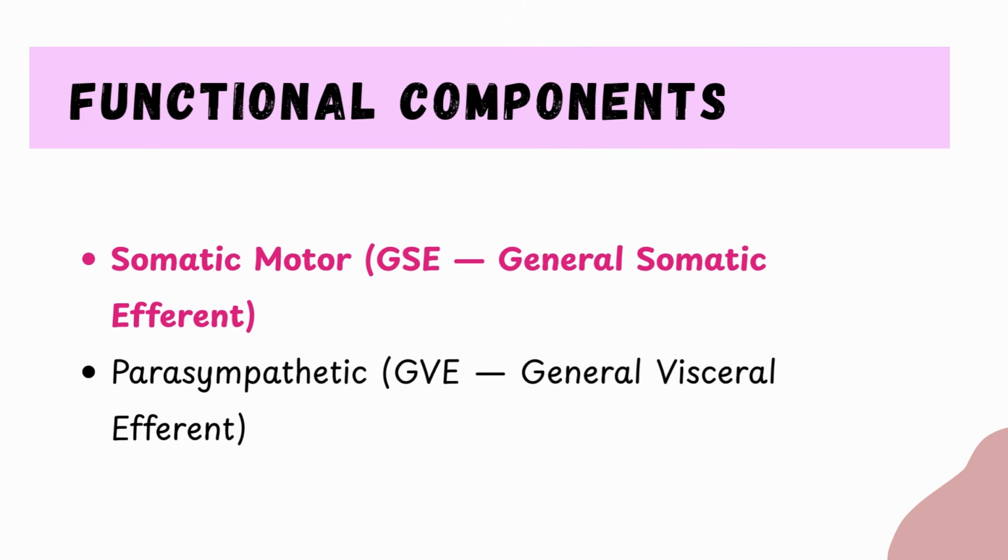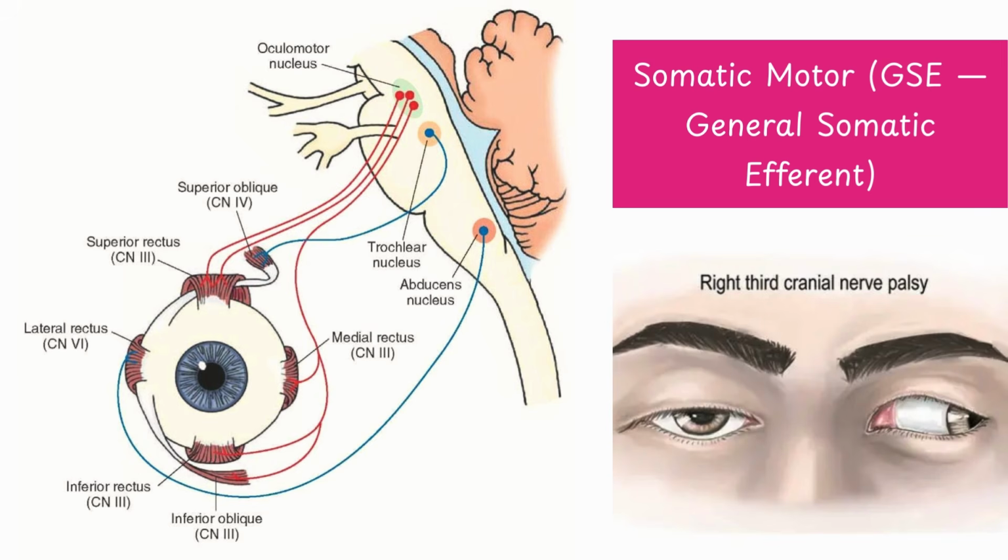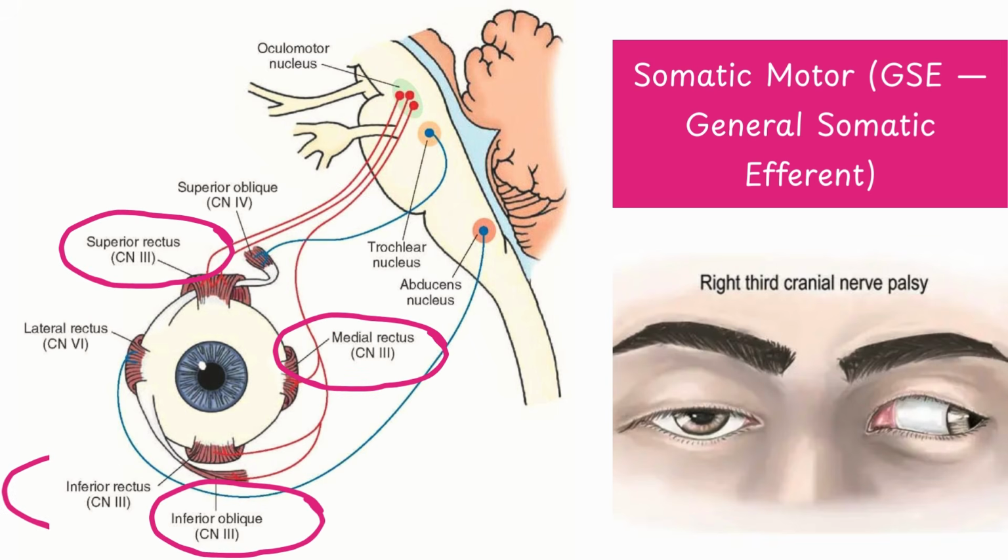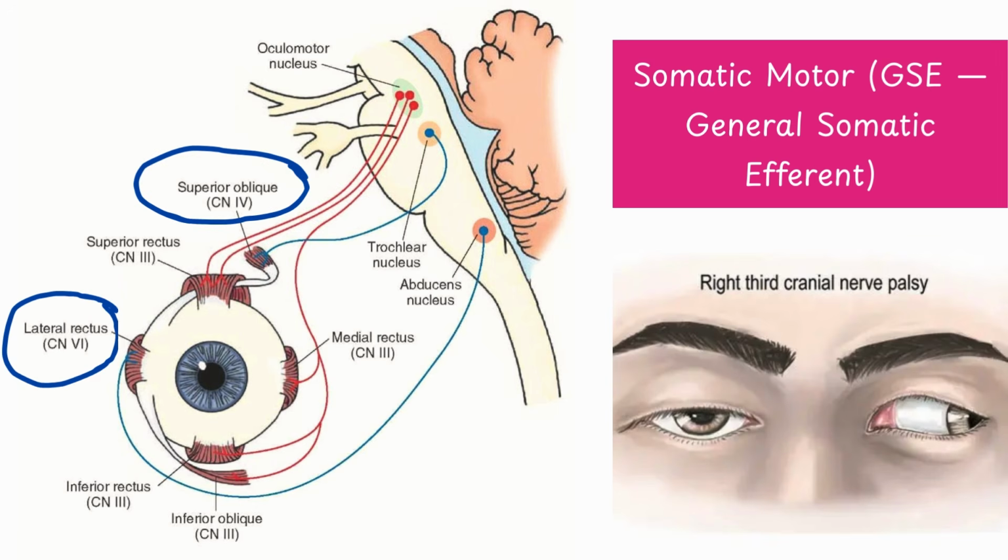Let's first talk about the functional components. The oculomotor nerve has two main functions. Let me show you these components one by one. In this picture, you can see the somatic motor component or the general somatic efferent. These fibers are supplying the superior rectus, medial rectus, inferior oblique and the inferior rectus. The lateral rectus and the superior oblique are supplied by other nerves like the sixth nerve and the fourth nerve respectively.